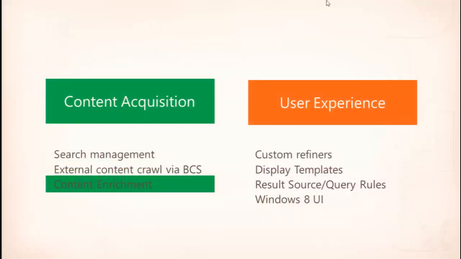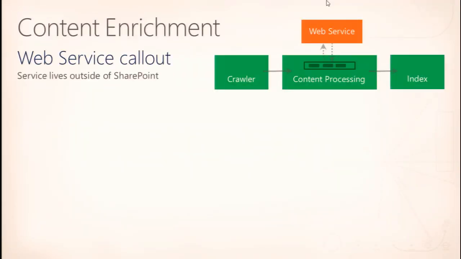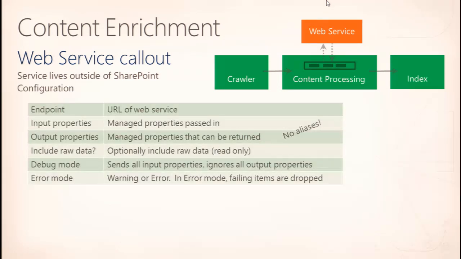Our last stop is content enrichment. A little bit about how the content enrichment service works. It's very simple. There's a web service. You can register it. There's only one. As the documents come through, they get sent to the web service. There are a number of property options that you have to set when you're registering it. There's the input and the output properties. The input properties are what gets sent in. The output properties are what you can send back. You don't have to send them back, but these are the only ones you're allowed to send back.